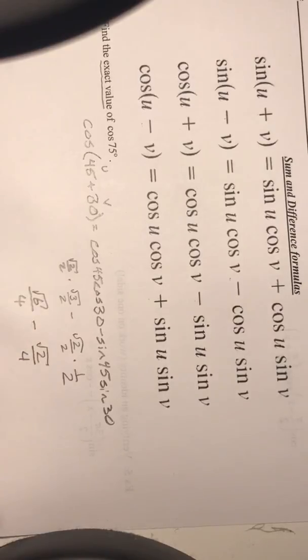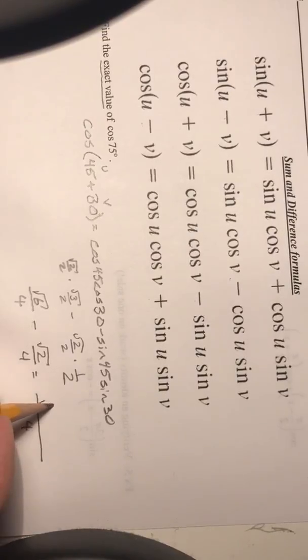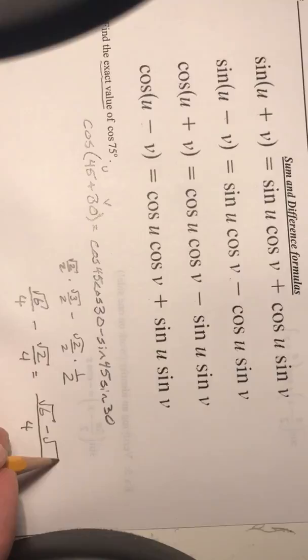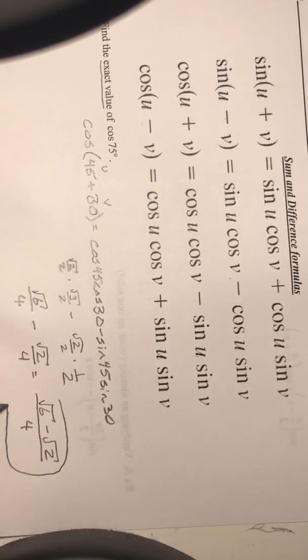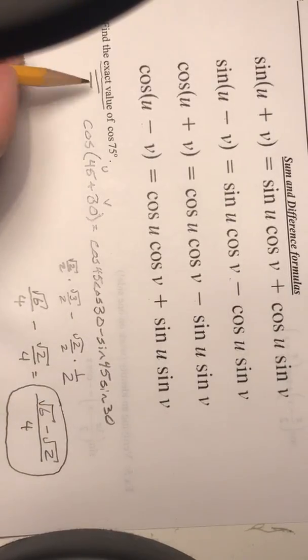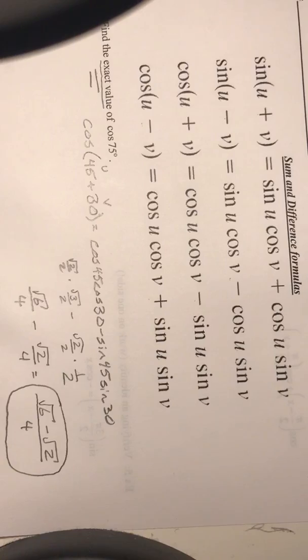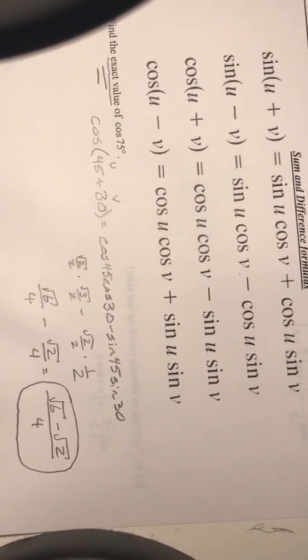We have a common denominator, so that's beautiful. So we may as well put it together as a single fraction over 4: the square root of 6 minus the square root of 2. I know you feel like you should do something with that, but fight the urge, just circle it. That is the exact value. So when they say exact value, that's what they would like from you.